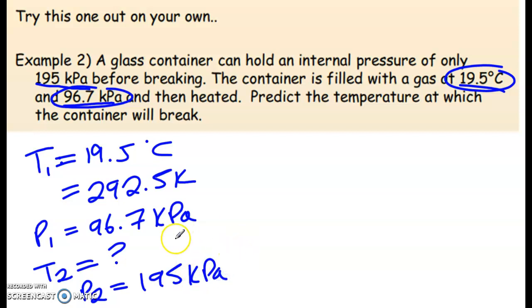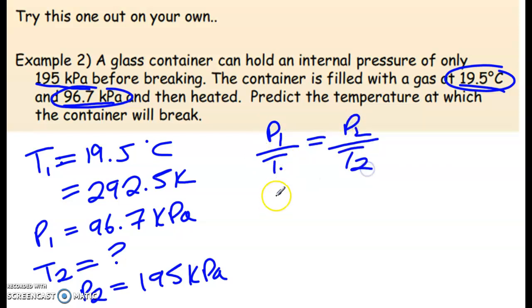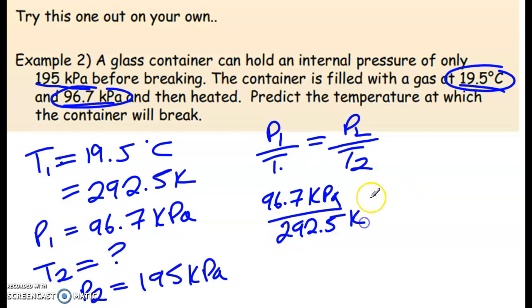Now, I know we haven't done an example yet, but remember that if the pressures were not the same unit, you'd have to make sure that they were the same. So we have P1 over T1 is equal to P2 over T2. So we have 96.7 kPa over our T1, 292.5 Kelvin, is equal to 195 kPa over T2.